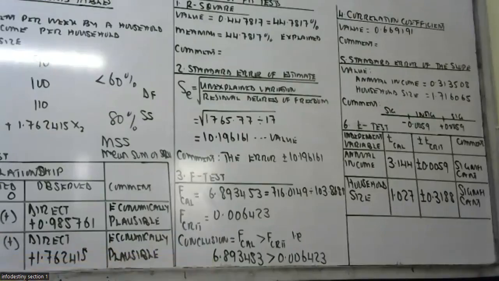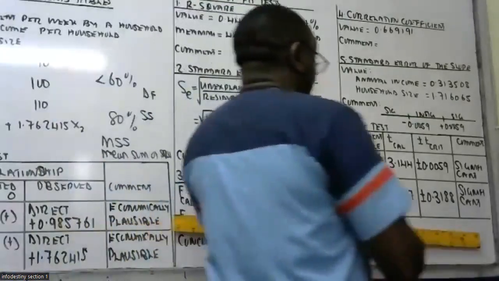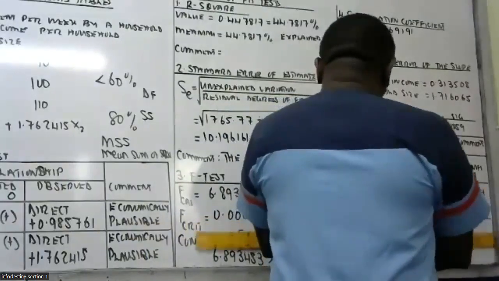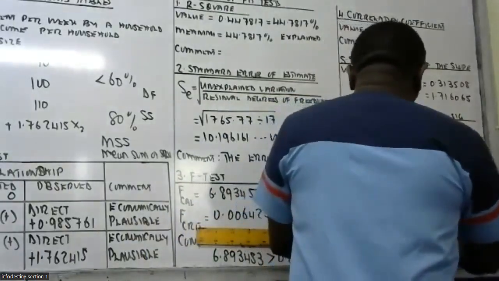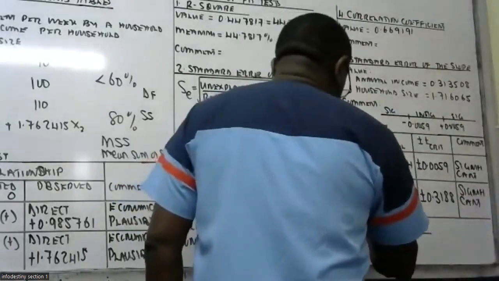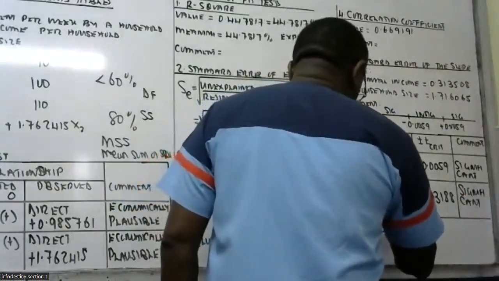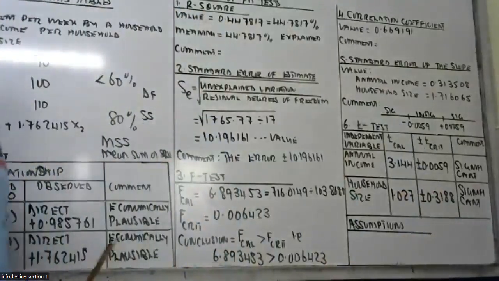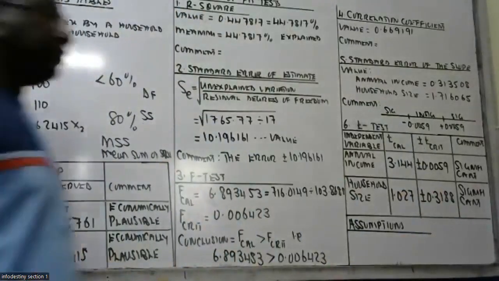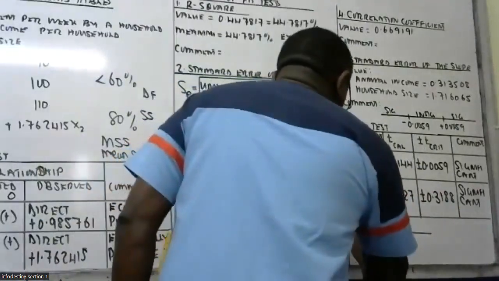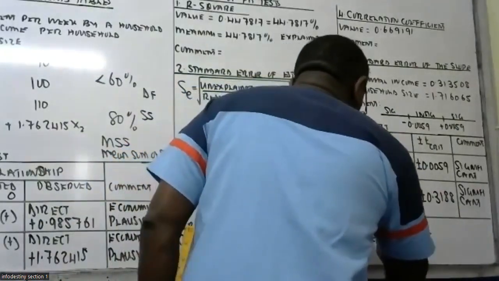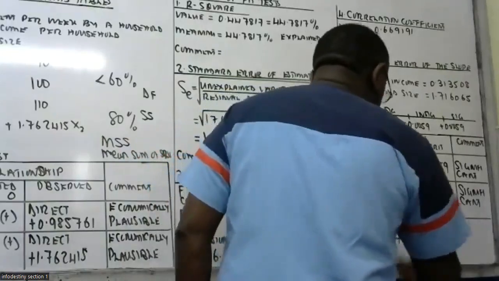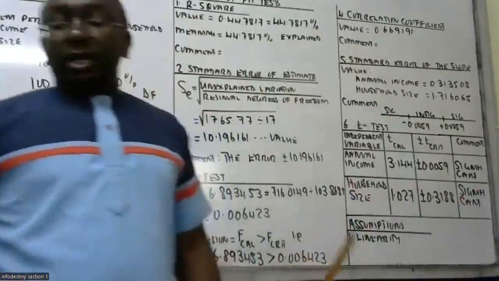That is about the goodness of fit tests. The next one is called assumptions. We now test assumptions. There are 6 assumptions. So the first one is linearity.